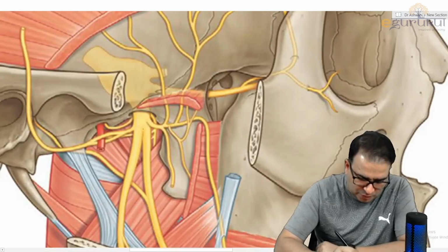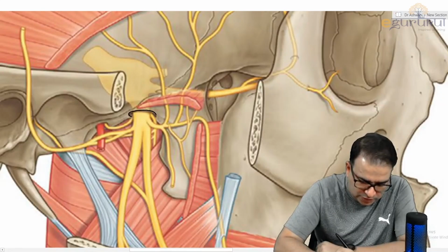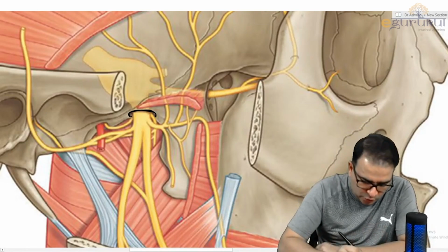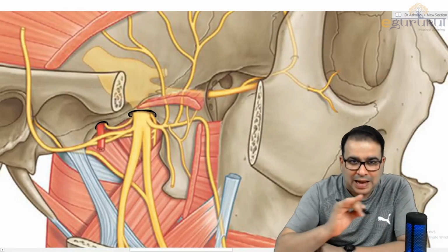So you can see the trunk of the mandibular nerve is coming out here. That is from what foramen? That is foramen ovale. I hope you all keep following my color here. That is a marker. That is the foramen ovale. And behind the foramen ovale, which foramen is there? That is the foramen spinosum. And the trunk comes out.